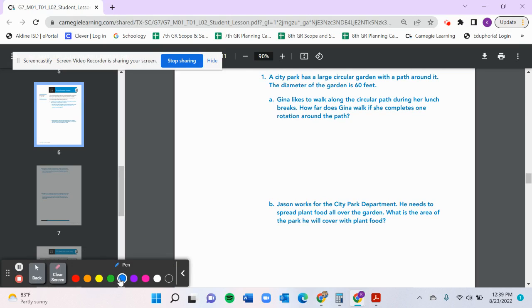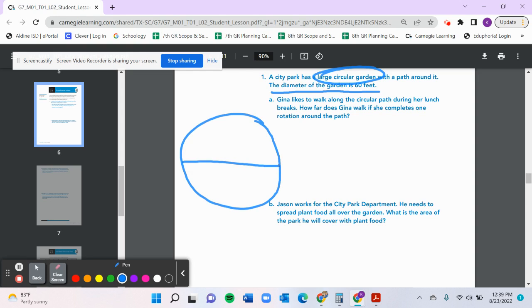So for number 1, it says, a city park has a large circular garden. It gives us the shape of the garden, circle, with a path around it. The diameter of the garden is 60 feet. So let's go ahead and draw that out to make it visual. Here's our garden. It is a circular garden. The diameter, it tells us, is 60 feet. Don't forget those units, super important in word problems.